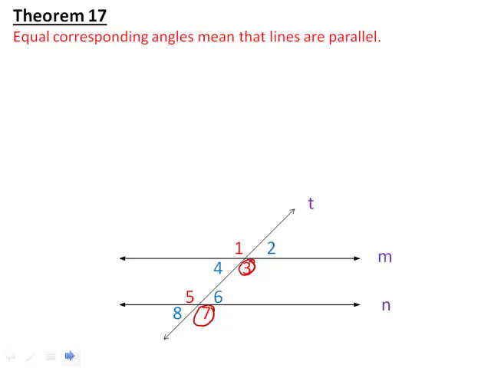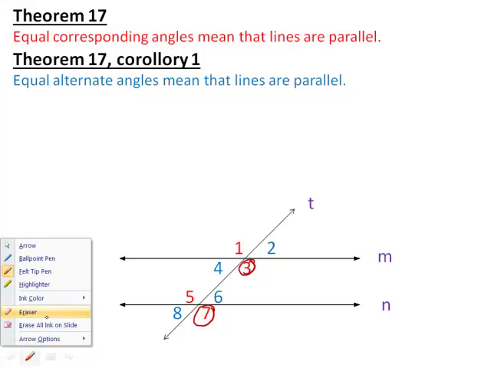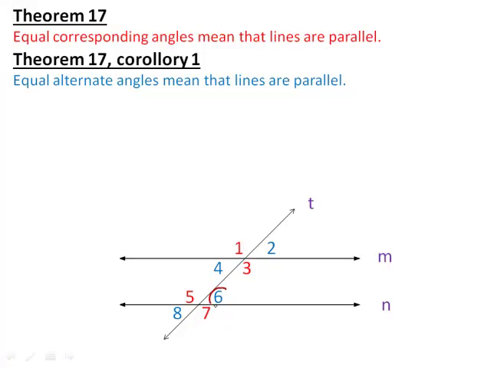This Theorem 17 has 3 corollaries associated with it, involving the other types of angles. Corollary 1: equal alternate interior angles mean that lines are parallel. So if they haven't told me that the lines are parallel, but I know that angle 4 equals angle 6, then I know I have parallel lines. M is parallel to N because those are alternate interior angles. Equal alternate interior angles mean that lines are parallel. There's always one mistake in there.